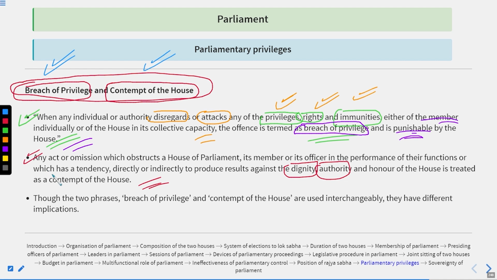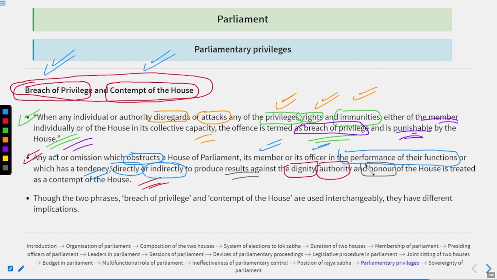While we talk about the contempt of the house, it is any act or omission that is of the nature to obstruct a house of parliament or its member or officer in the performance of their functions, or which has a tendency, whether in direct or indirect form, to produce results against the dignity, authority and honor of the house. This is known as the contempt of the house.